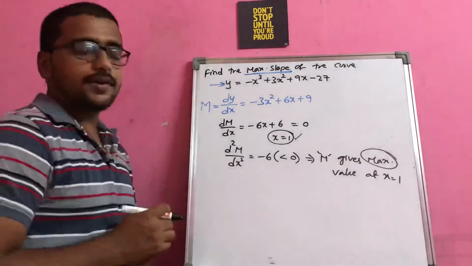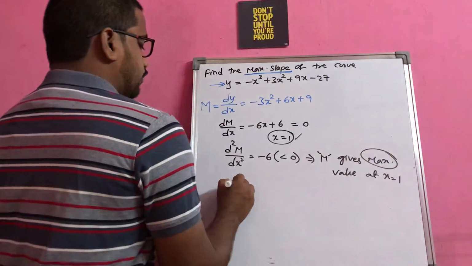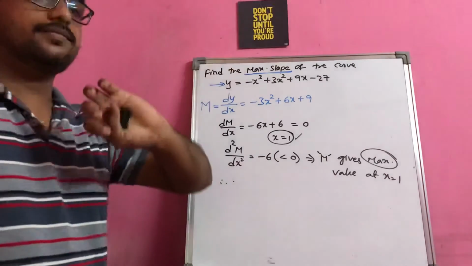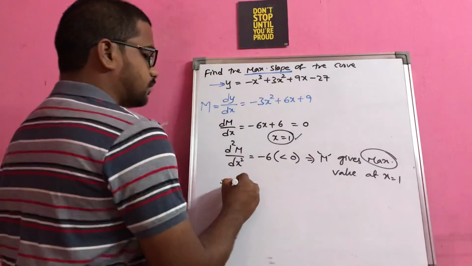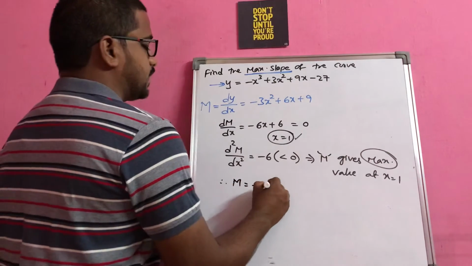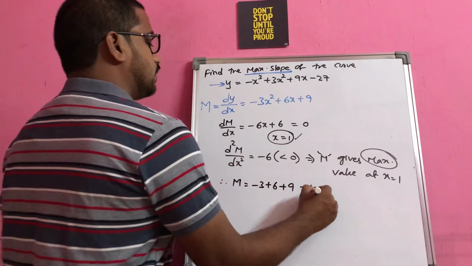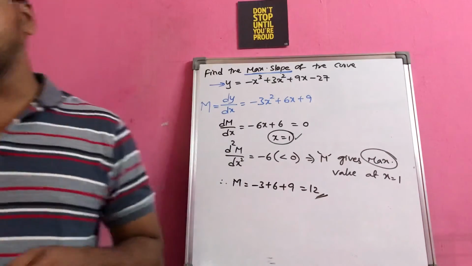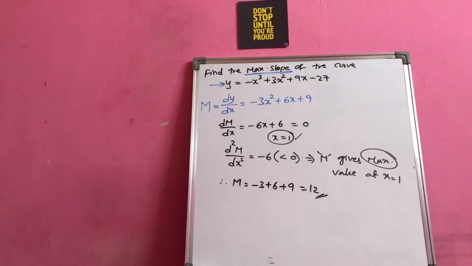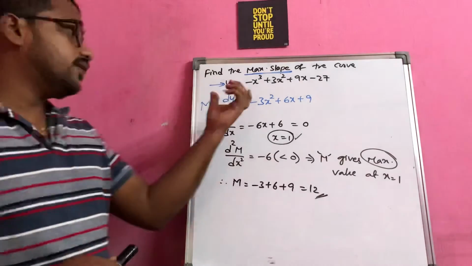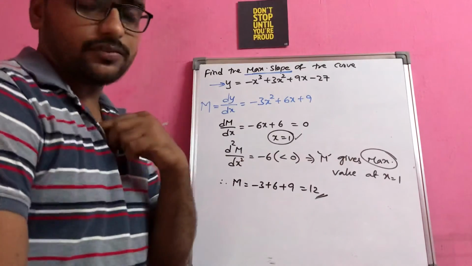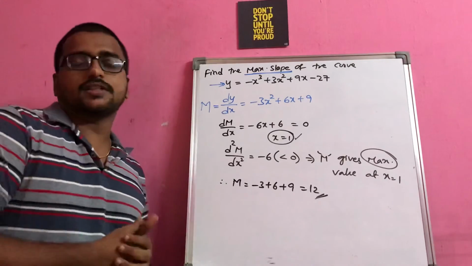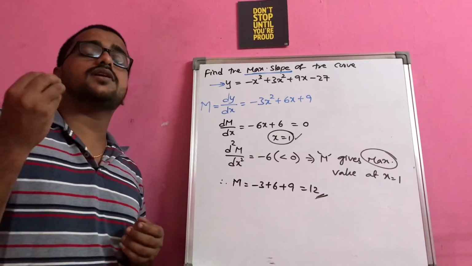So how to find that value? Substitute in the function. So what is your function here? Is it M or y? This is only your function, so you have to substitute in M itself, which is equal to minus 3 plus 6 plus 9. That is 12. Right? So the point you have to understand here is what is the function? Whatever is given, do we consider that alone as the function, or do we have to modify the function? This idea you should get just by observing the question.